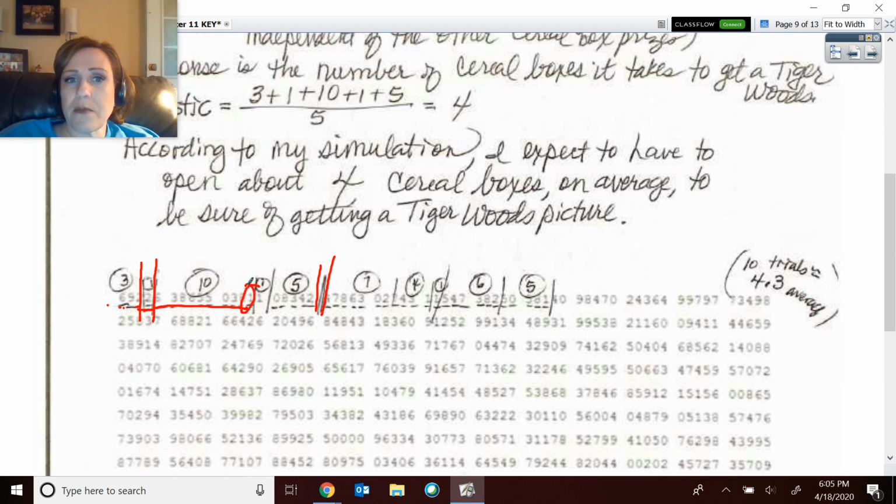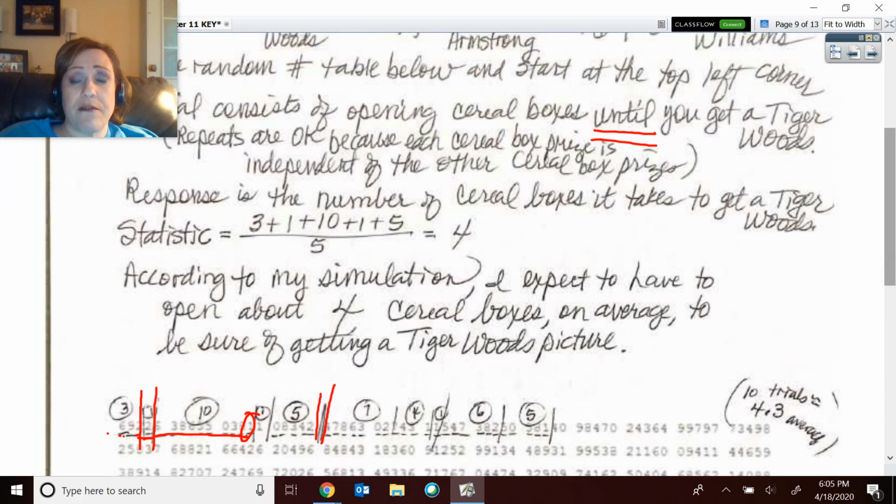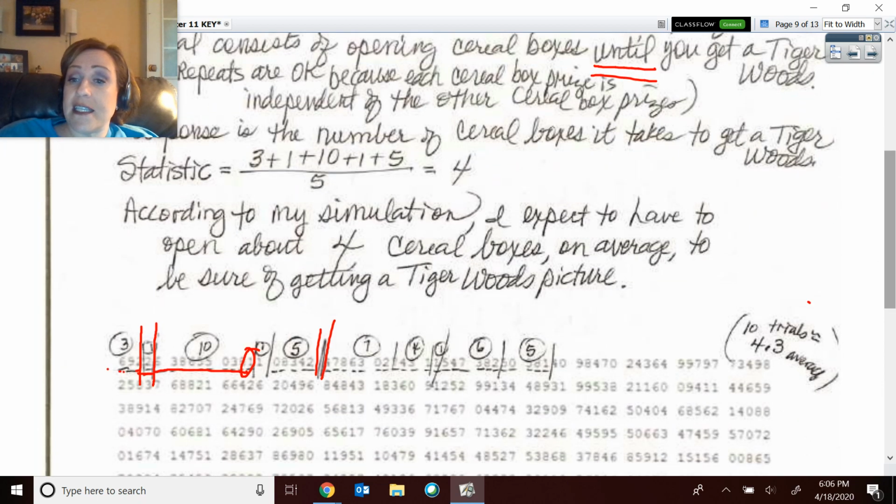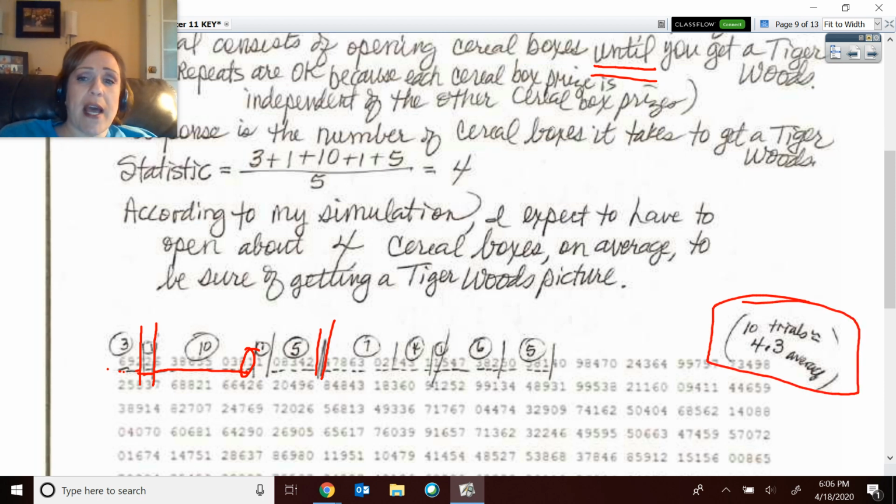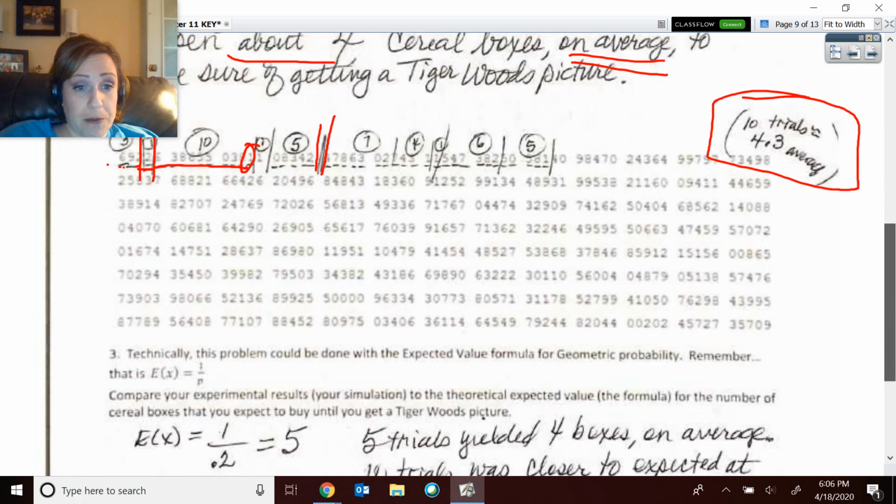All right. So FYI, the statistic for my 5 trials was 4. Okay, so it did come out to be a whole number. Just FYI, when I had done 10 trials, I had gotten 4.3. So I wrote this up here. According to my simulation, I expect to have to open about 4 cereal boxes on average to be sure of getting the Tiger Woods picture.